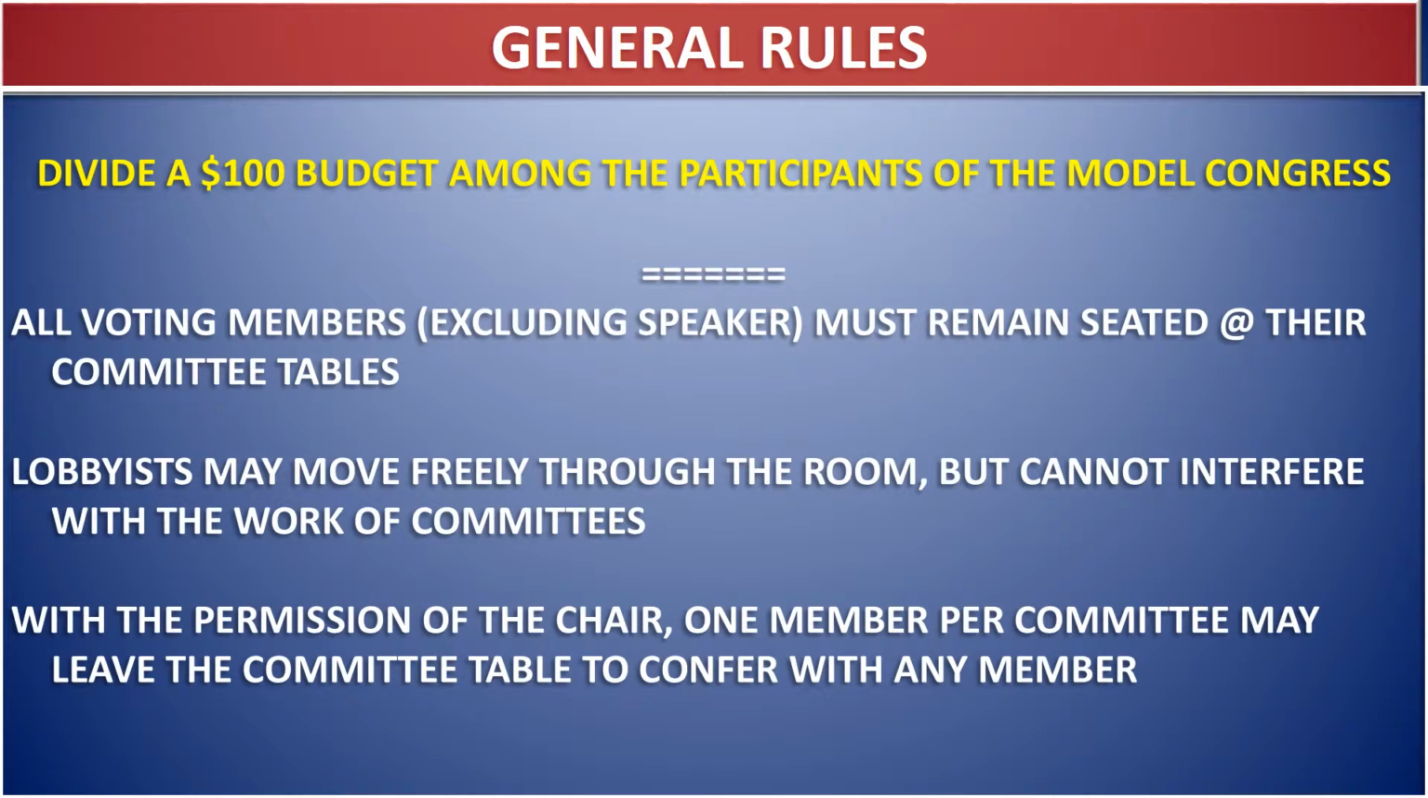So some general rules. The first one is the activity is to divide a $100 budget among the participants of the Model Congress. You can divide that amount in any way you choose, but obviously, to get it adopted, it doesn't have to be just the best bill for yourself. It has to be the best bill for a majority of the members, and therefore be able to elicit their votes.